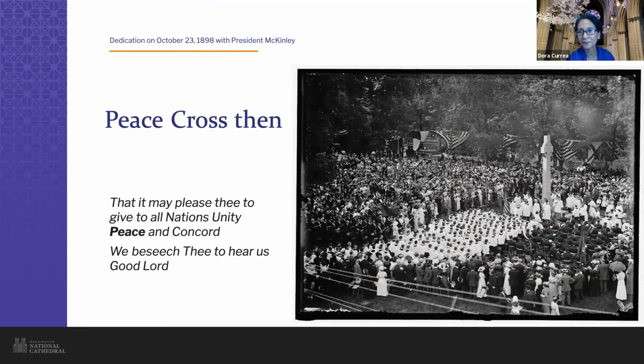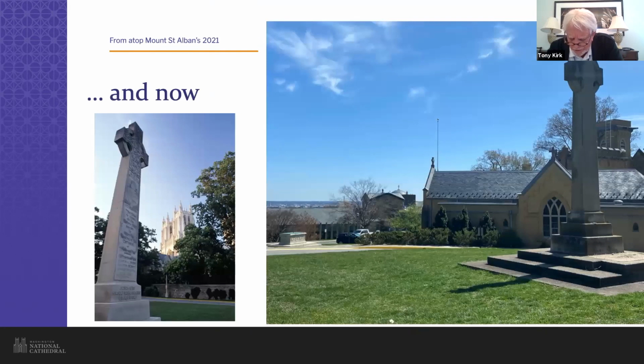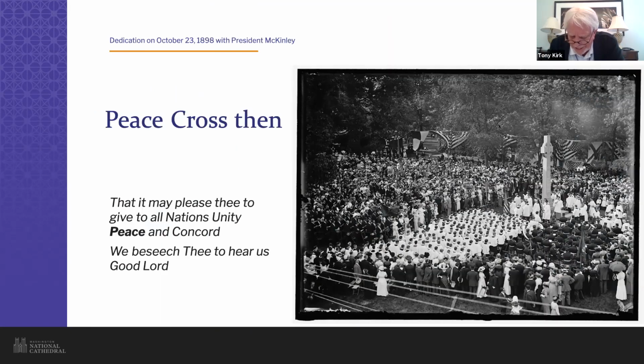The Peace Cross then, 1898. Just look at that photo. Isn't that fantastic? 1898, that photo was taken. This amazing picture was taken of the land where we would begin construction of the Cathedral Church of St. Peter and St. Paul in 1907. The cornerstone would be laid by President Theodore Roosevelt.